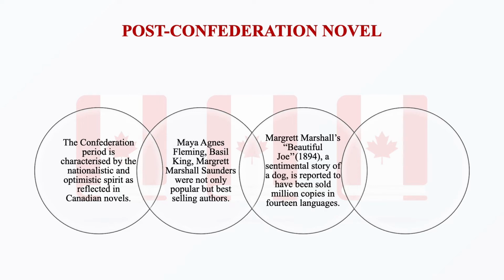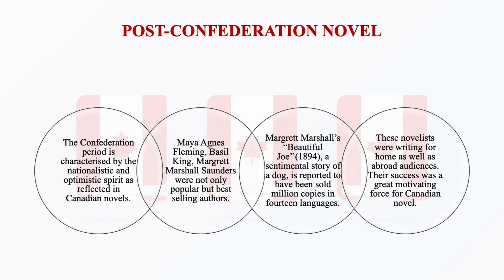Margaret Marshall Saunders' Beautiful Joe, published in 1894, was a sentimental story of a dog, and it has been reported to have sold millions of copies in 14 languages. These novelists were writing for home as well as abroad audiences. Their success was a great motivating force for the Canadian novel.